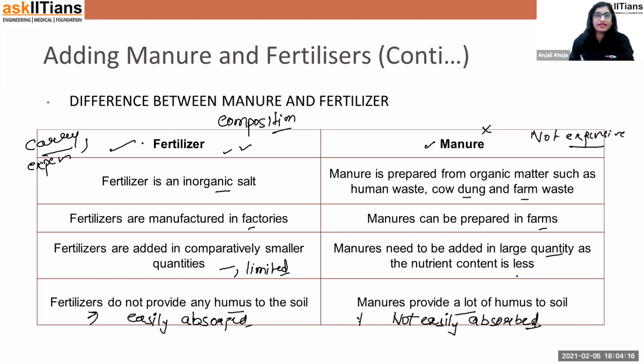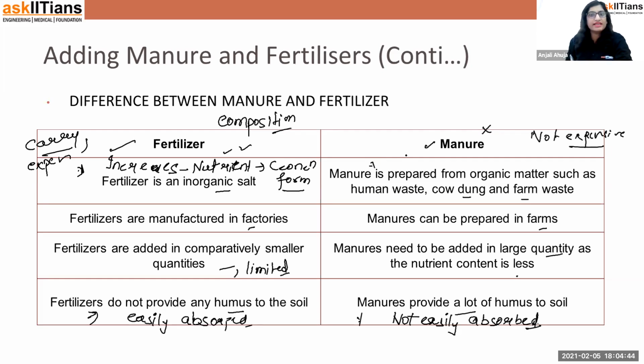Acha, one more point you can write: fertilizer increases nutrients in the soil in concentrated form. Sorry for the spelling, I'm saying it again. But manure is not in concentrated form, but it enriches the soil with nutrients, not in concentrated, in average amount. Okay, so these are all the points. You can just write it as a 5-mark question.